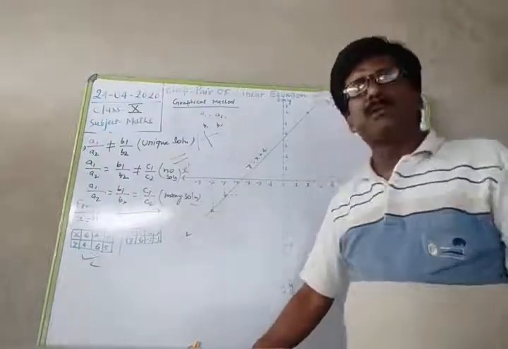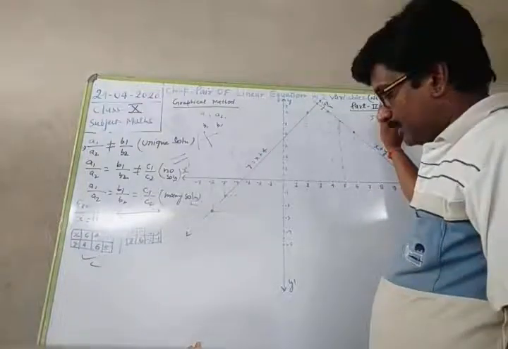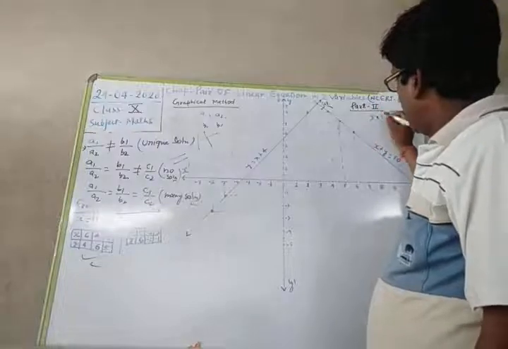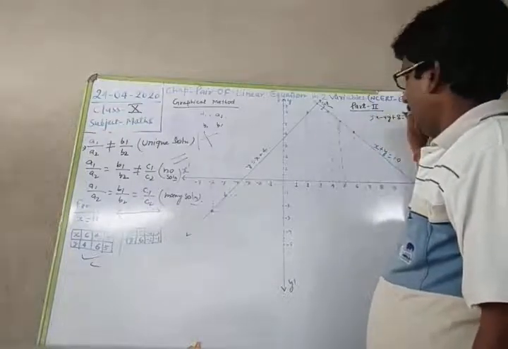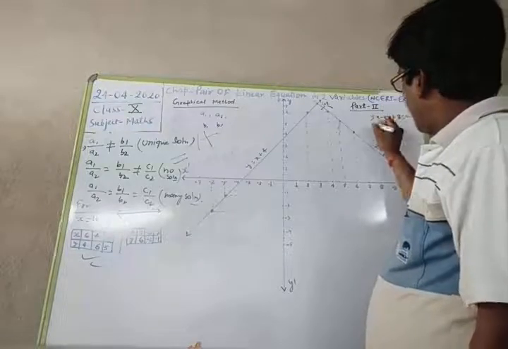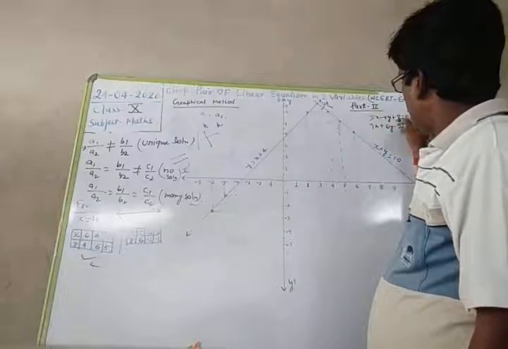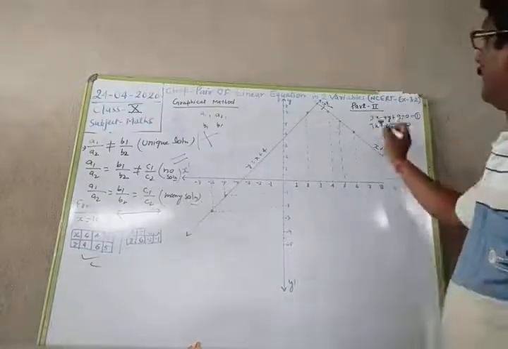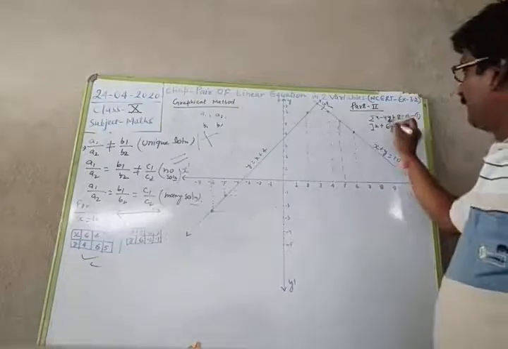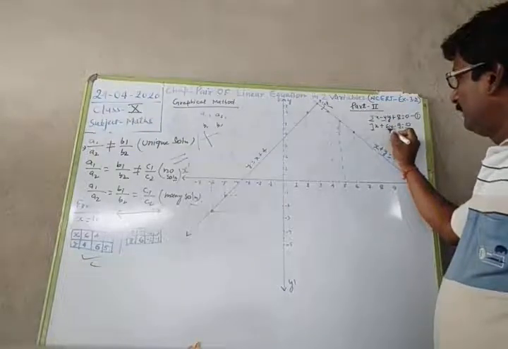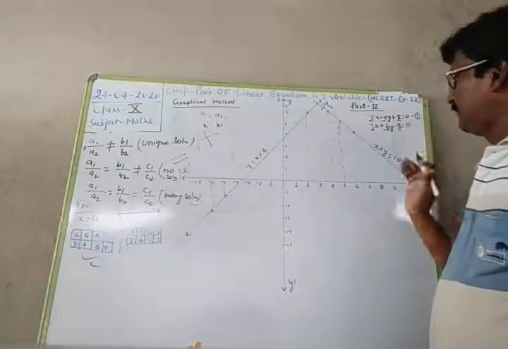And question number 2 says, the question is given: 5x minus 4y plus 8 is equal to 0, first equation. And second equation is 7x plus 6y minus 9 is equal to 0. So just see, here A1 is 5 and A2 is 7, B1 is minus 4 and B2 is plus 6, C1 is 8 and C2 is minus 9.